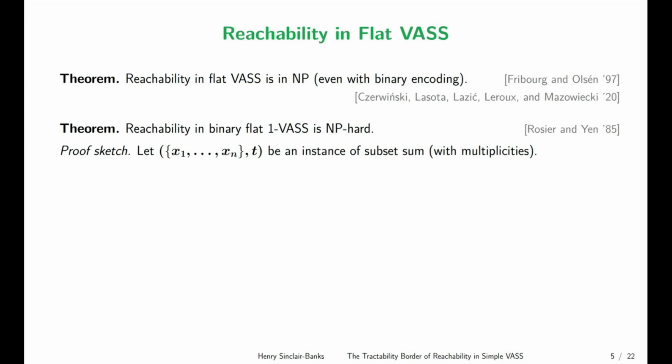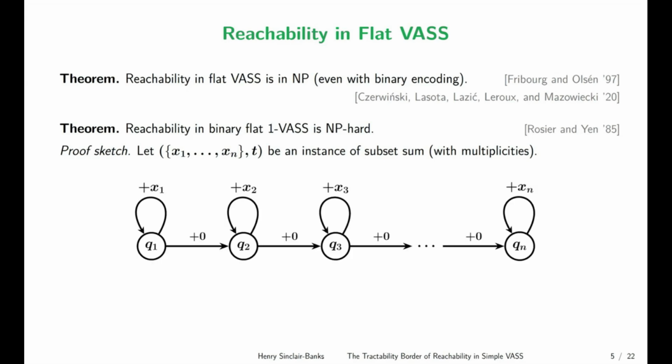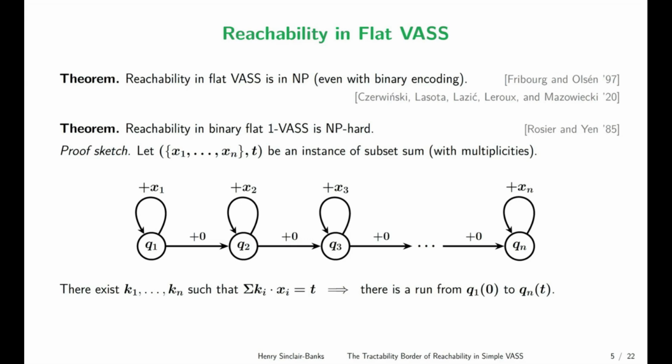First, we're going to reduce from subset sum, with more simplicity. I'm allowed to take each of the subset sum items as many times as I like. It's not just the 0-1 variant of subset sum. I construct this flat VASS. It's flat for a very obvious reason. Q1 belongs to one simple cycle, Q2 belongs to one simple cycle, etc. And I ask the following reachability query: from Q1 with counter value 0, can I reach Qn with counter value t?